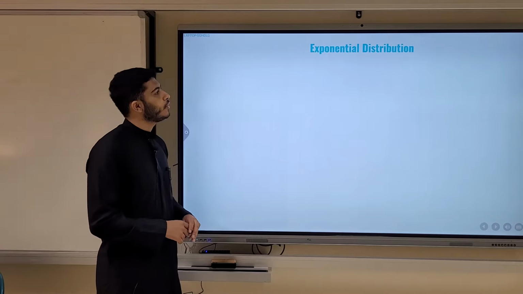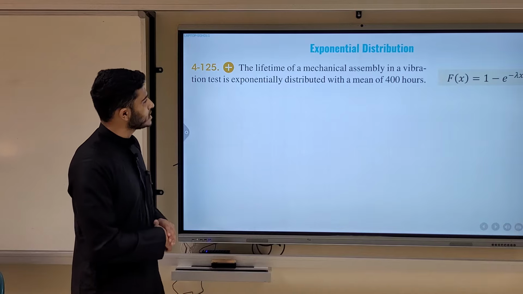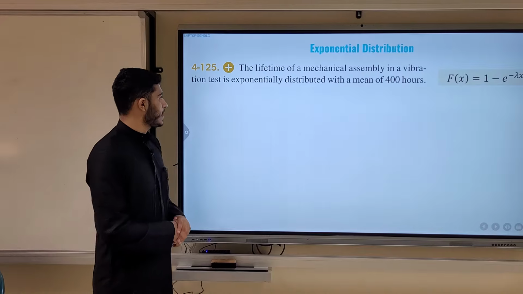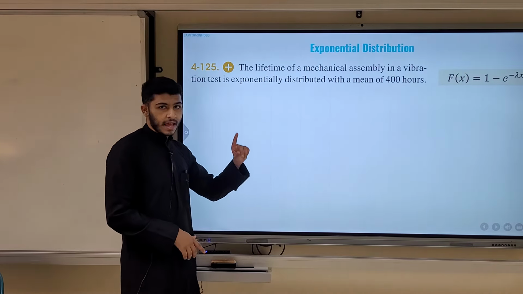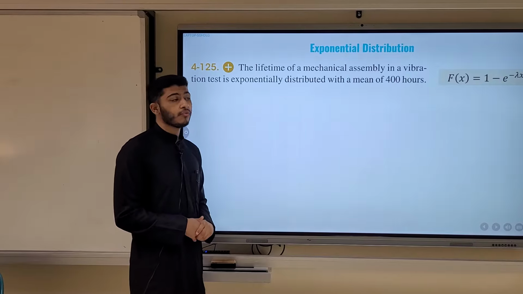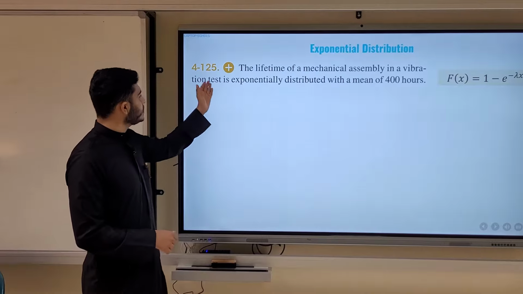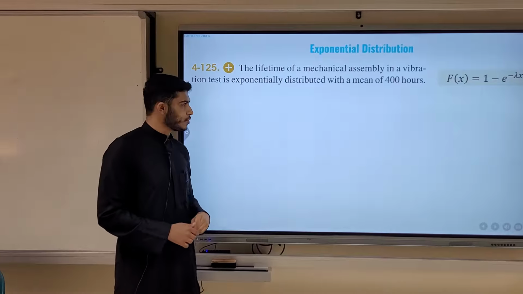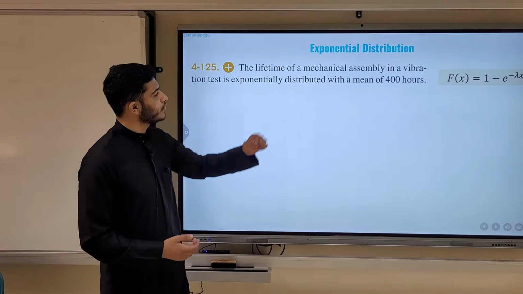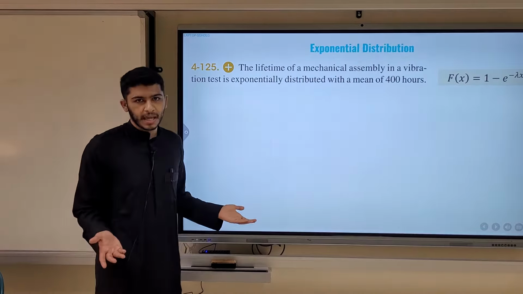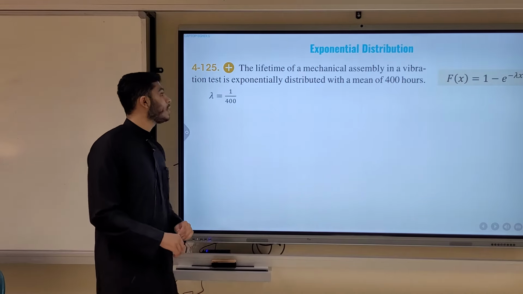Now with an actual question for the exponential distribution. The question says, the lifetime of a mechanical assembly in a vibration test is exponentially distributed with mean of 400 hours. Bear in mind, they gave us the mean here. The mean of the test that follows the exponential distribution. We know the mean for the exponential distribution is 1 over lambda. So 1 over lambda equals 400. But we don't need 1 over lambda here. We need lambda. How do we find it? Get the reciprocal. It's going to be 1 over 400.